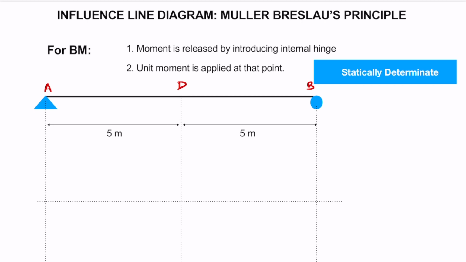The first step is, we will release the moment at point D by introducing an internal hinge. So we have introduced an internal hinge. At point D, both sides are free to rotate now. The second step is, we will apply unit moment like this. So whatever will be the deflected shape of the beam after following these two steps will be the ILD for bending moment at point D.